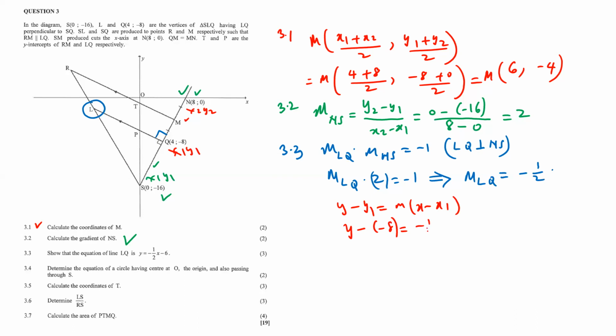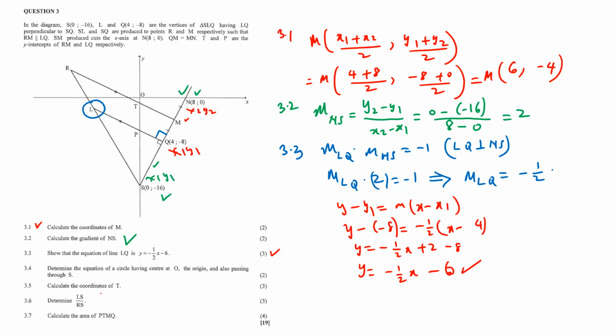The gradient is -1/2. X1 is 4, so this one is -half x plus 2, -8, which gives -6. So -half x -6, that is the answer. So we have shown that the equation is -1/2 x -6, and we have shown that for the 3 marks there.